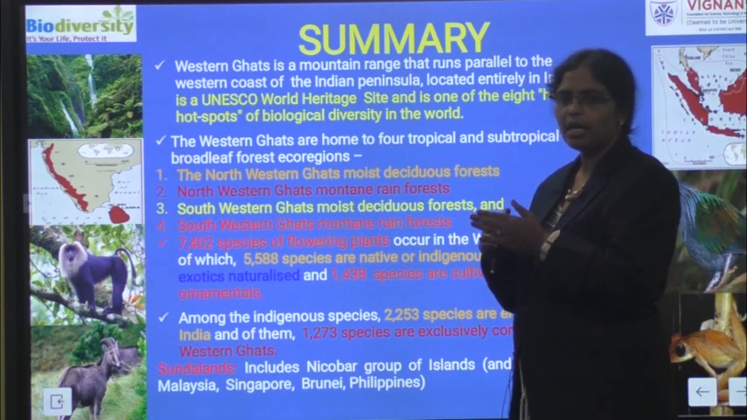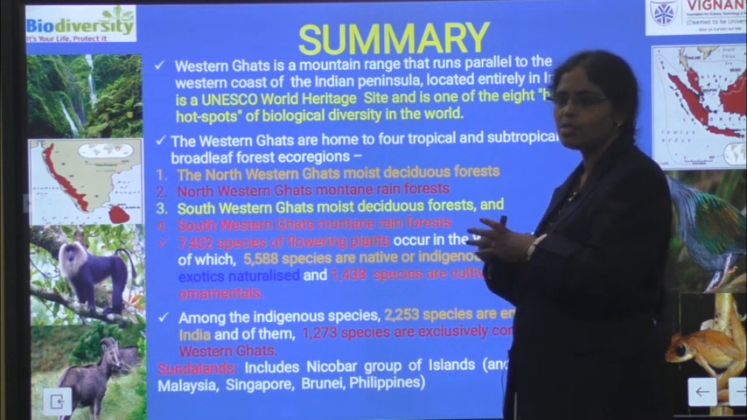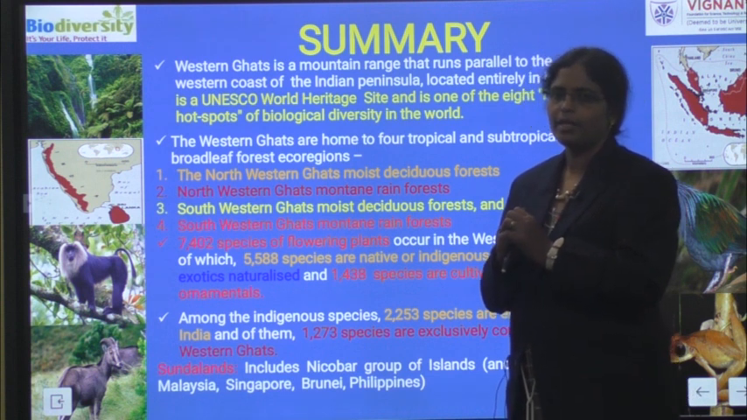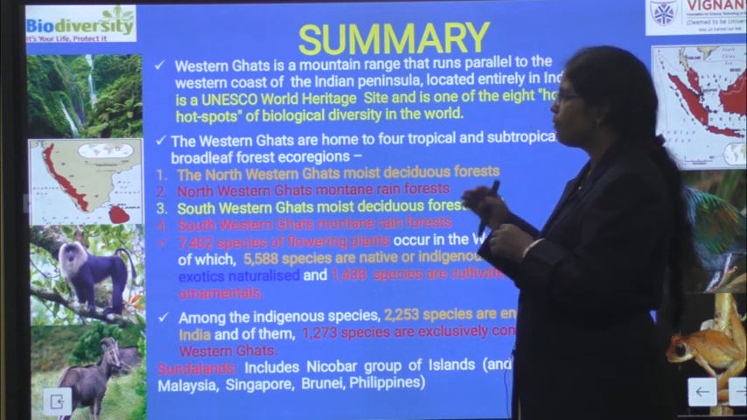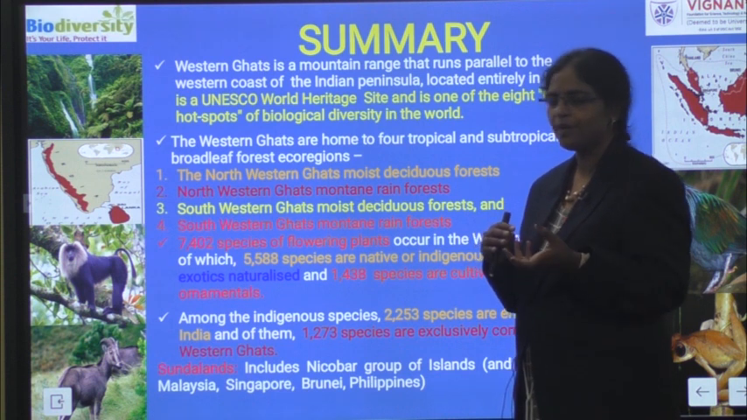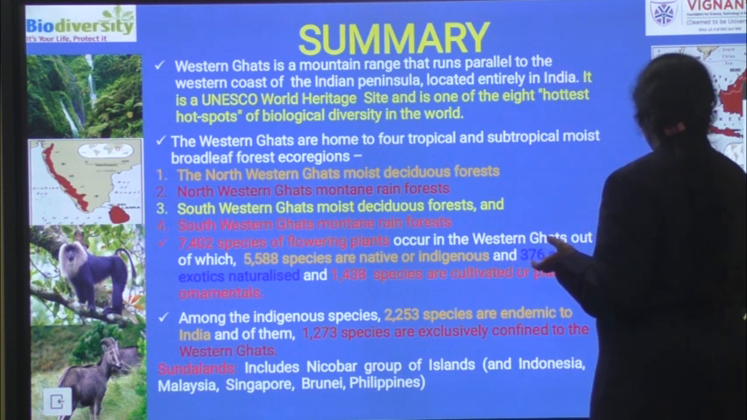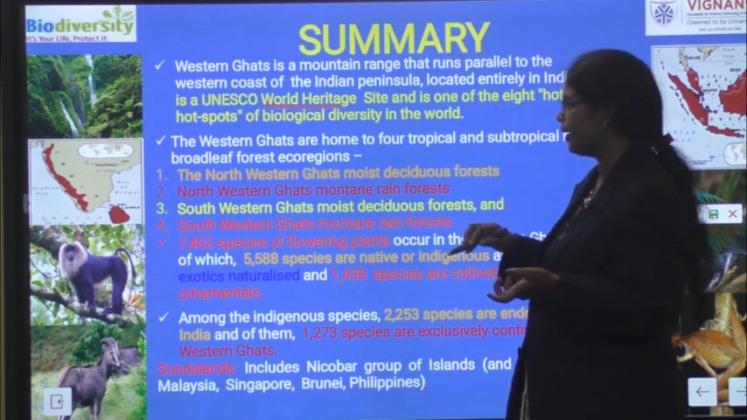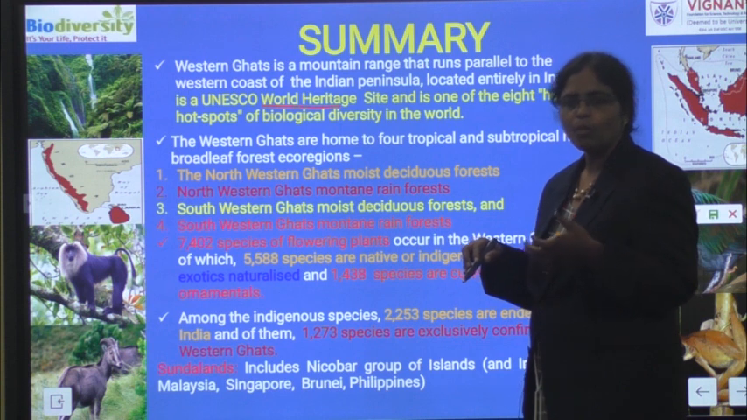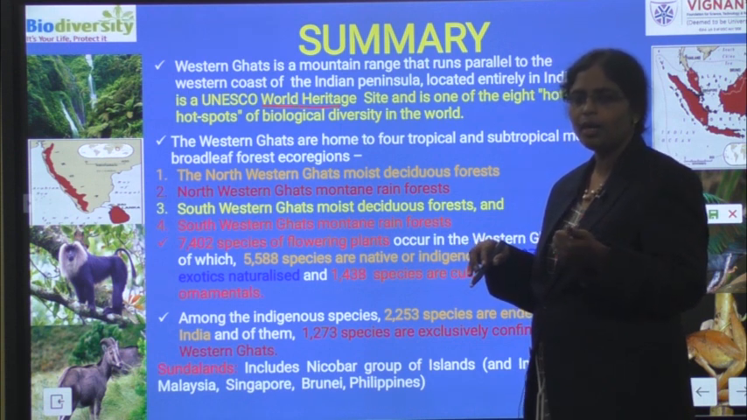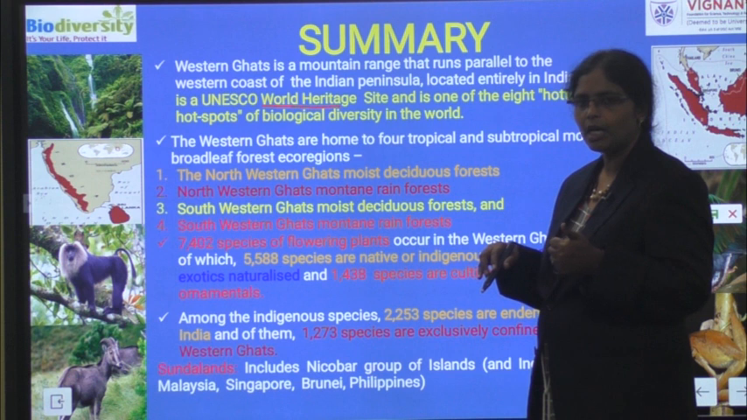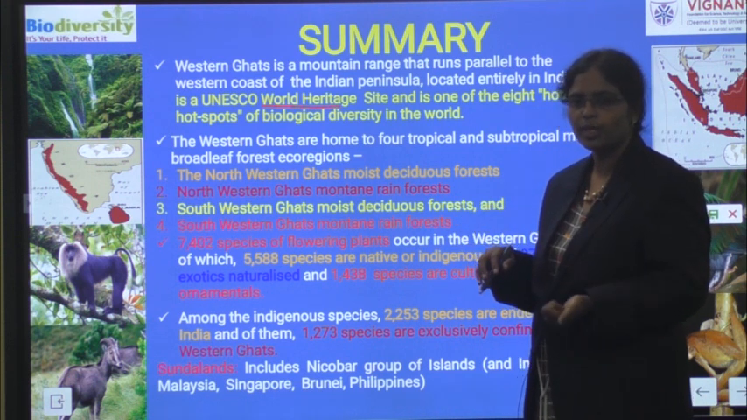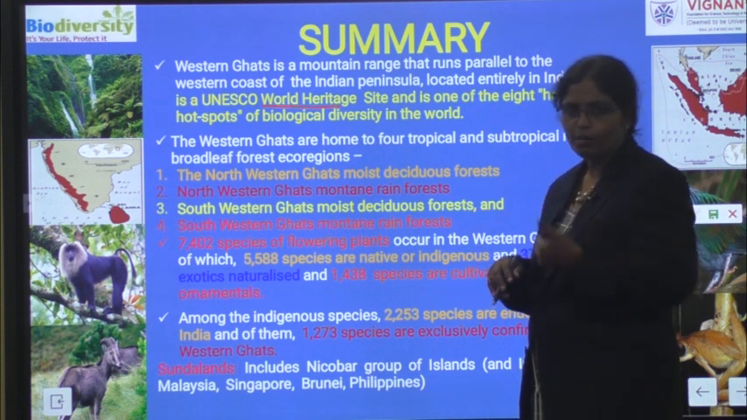So both the Western Ghats, including Sri Lanka, as well as Sundaland, these two regions are rich hotspot biodiversity regions in the Indian region. The Western Ghats was identified as a heritage site by UNESCO, entered in the World Heritage Site list. It has 4 regions: moist deciduous forest in the northern part, mountain rainforest in the northern part, as well as moist deciduous forest in the southern part and mountain rainforest in the southern part of the Western Ghats region.